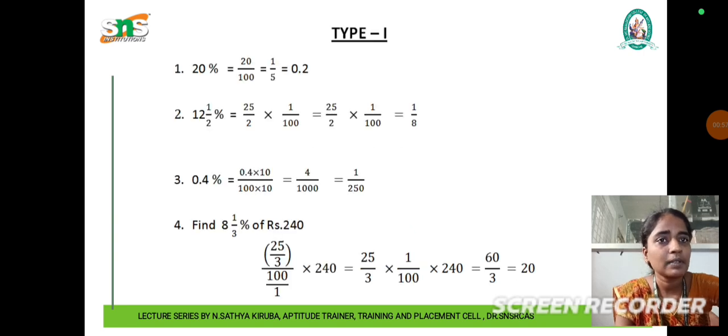Now, for example, there is a type 1 problem: 20 percentage. What does that mean? 20 by 100, when we simplify it, we will get 1 by 5, that is equal to 0.2. Now the next number, 12 1 by 2 percentage. This is in mixed fraction. First we will convert this into an improper fraction, that is 25 by 2. Next, that will be multiplied by 100. Then again we will get the answer as 1 by 2. Similarly, the other problems are there. You can work them out when you have time.